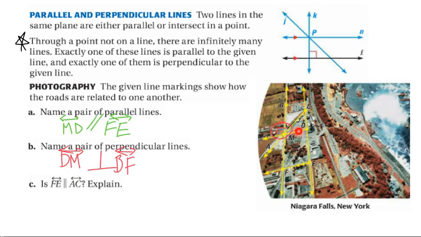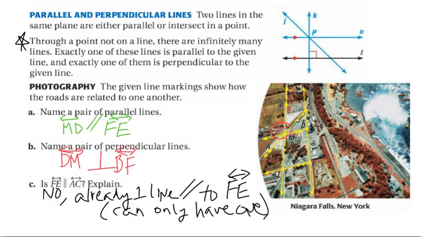One thing you can also think of, which I wrote on here, is that right up here it says there's only one line that is parallel to a given line. Since we already know that EF is parallel to DM, we can't have another line that's also parallel with EF going through that point M.